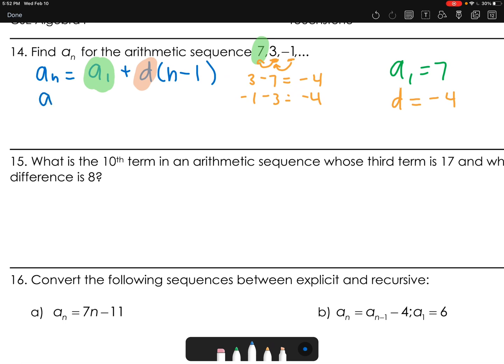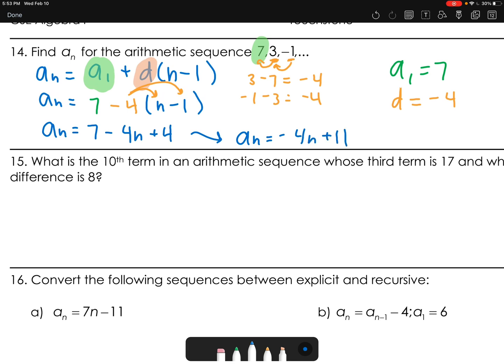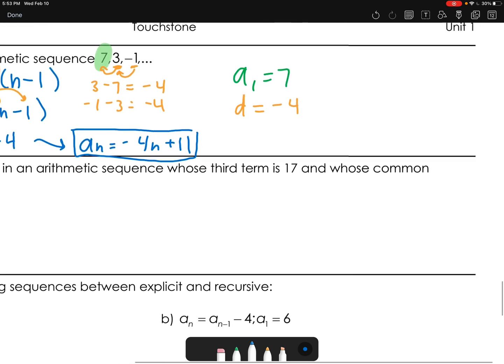Now I can finish up this equation here. I have a sub n equals 7 minus 4 times n minus 1. I need to make sure to distribute. Distribute this -4 inside the parentheses, and I get a sub n equals 7 minus 4n plus 4, and this equals, simplified entirely, -4n plus 11. Done a lot of practice with this, so hopefully you feel good about writing the explicit form.